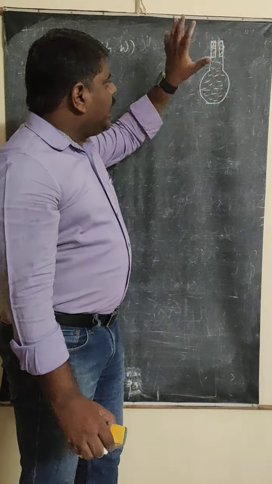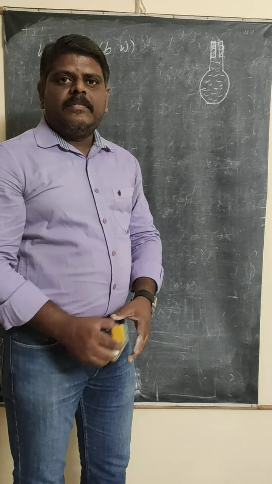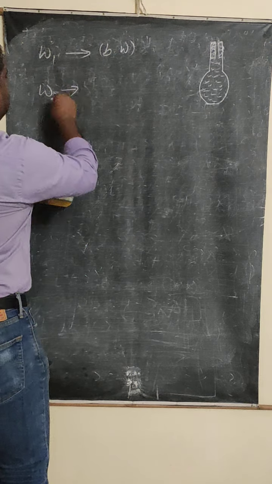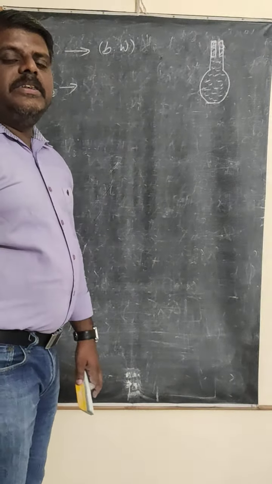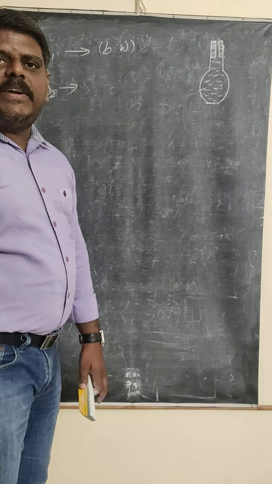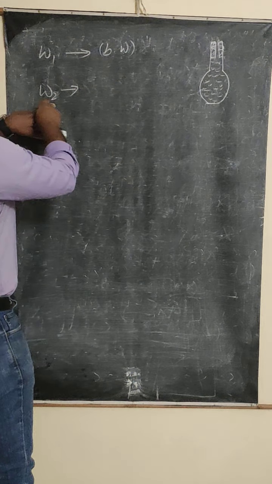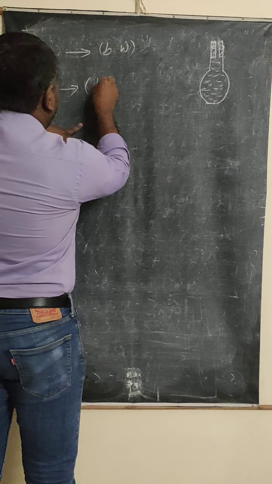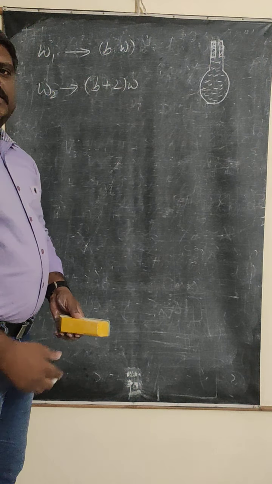Now what you have to do? You have to measure the weight of the specific gravity bottle again. That weight will be W2. The second time, you measure the weight at room temperature, or at a temperature of T1 degree Celsius. W2 will contain the bottle weight plus the liquid weight.